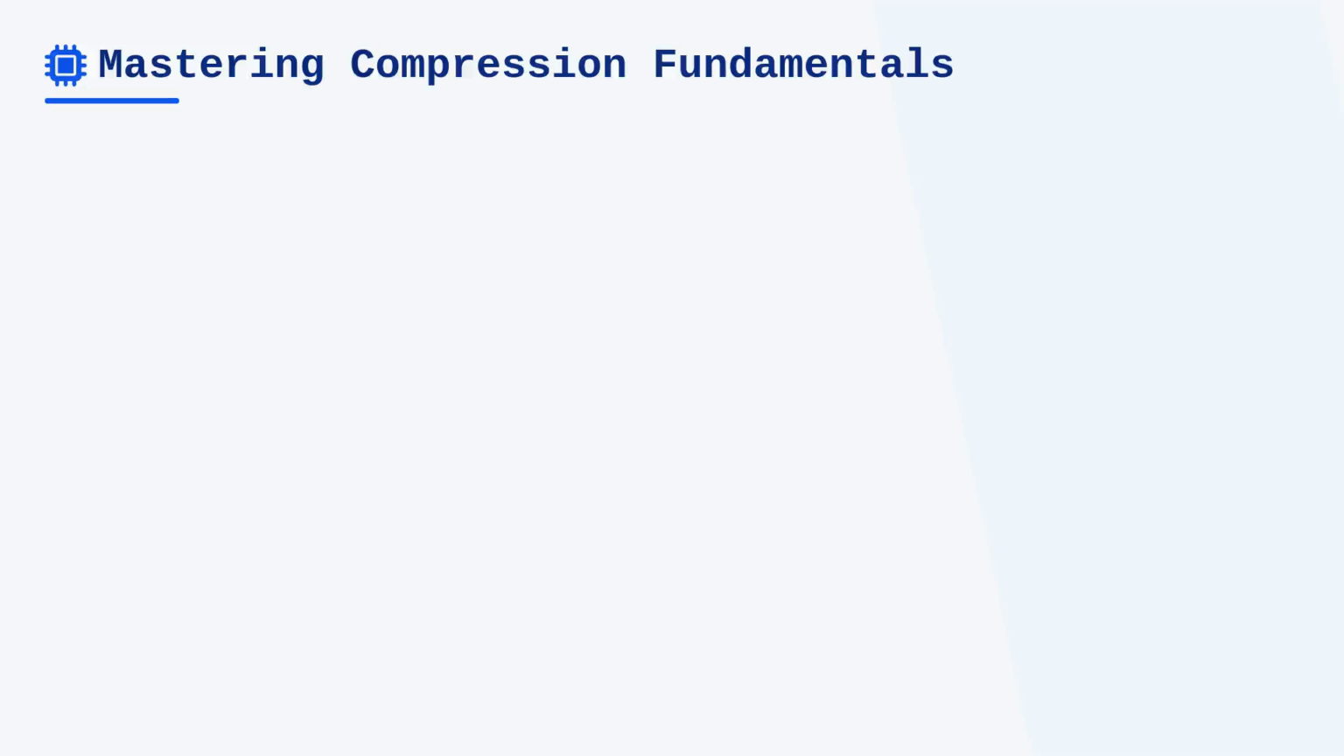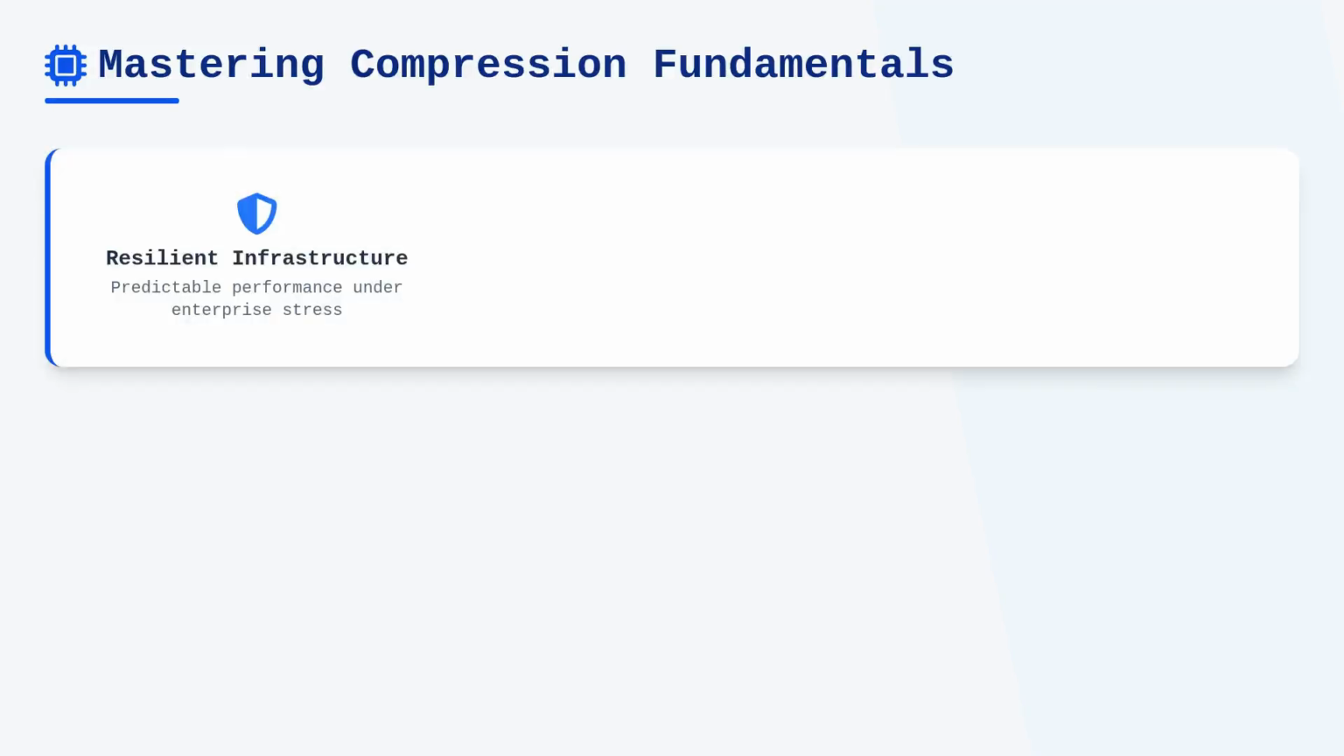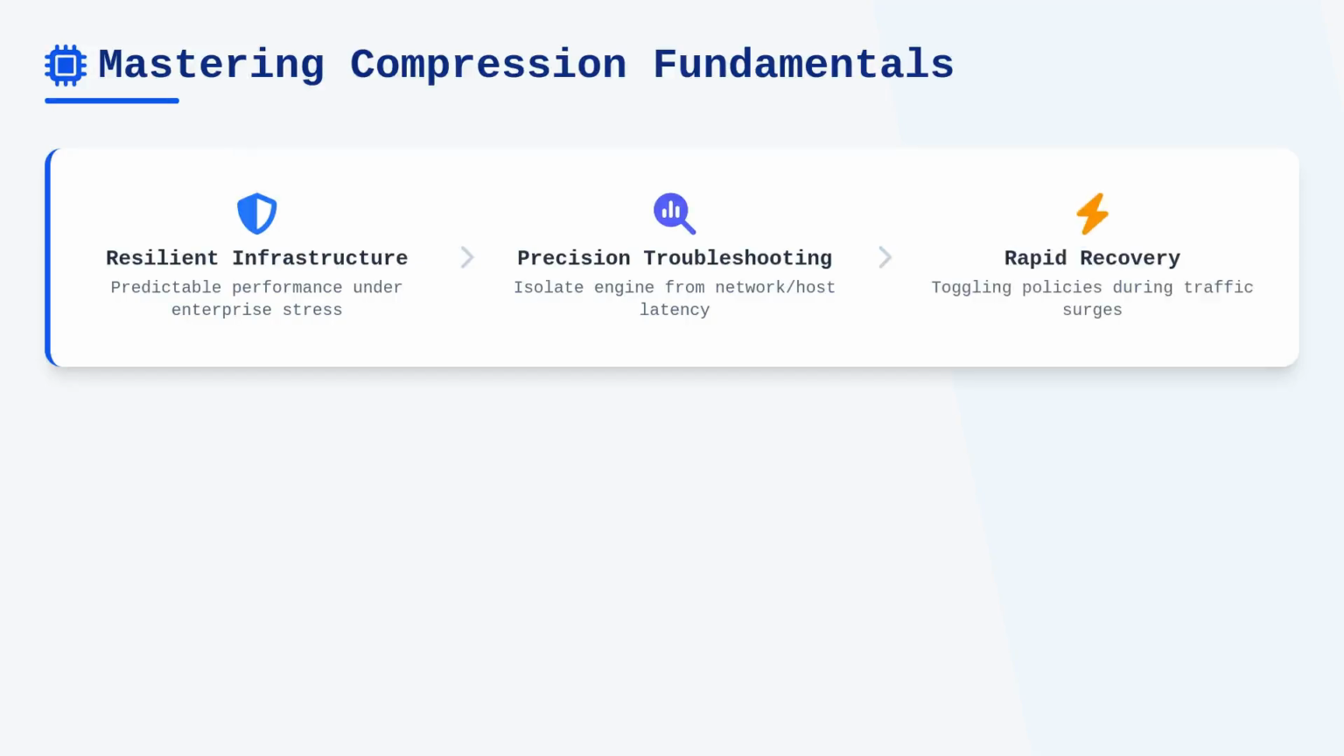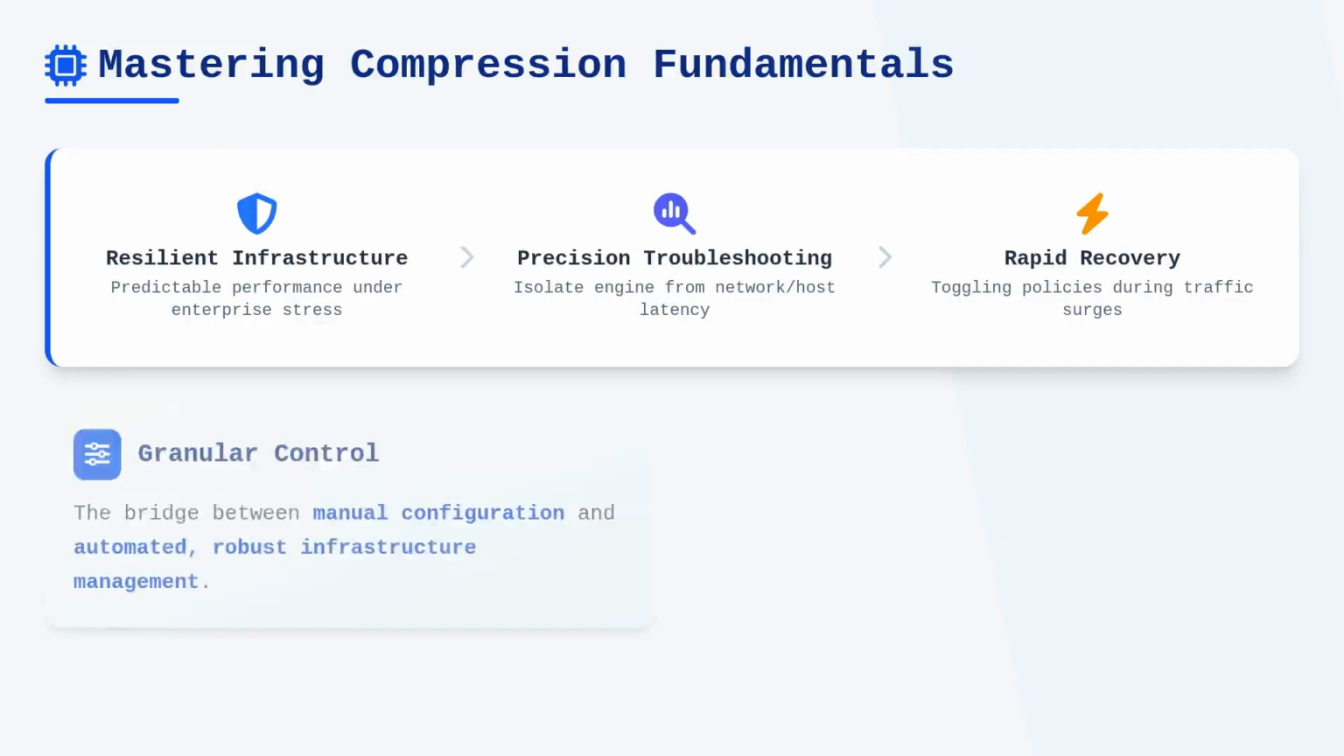Ultimately, the goal of mastering these compression fundamentals is to ensure resilient infrastructure that performs predictably under rigorous enterprise stress. By internalizing these configuration matrices, you gain the ability to troubleshoot performance bottlenecks by isolating the compression engine from network or host-side latency. During remediation, the ability to quickly toggle specific compression policies allows for rapid recovery when a sudden surge in ingest traffic threatens to saturate the storage controller's computational limits. This level of granular control is what separates manual configuration from automated, robust infrastructure management.